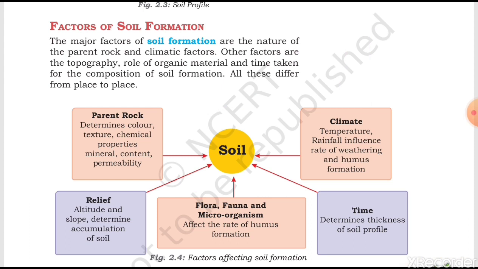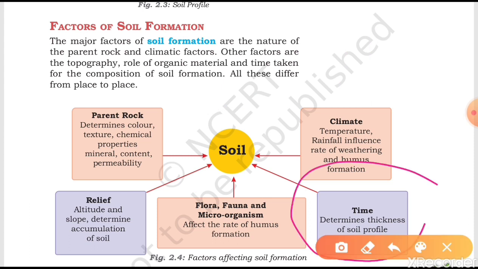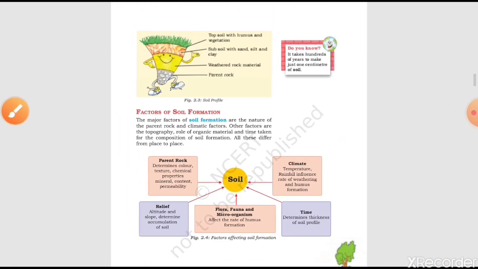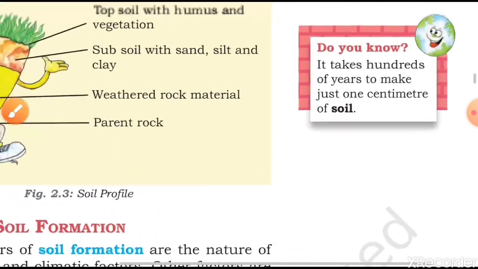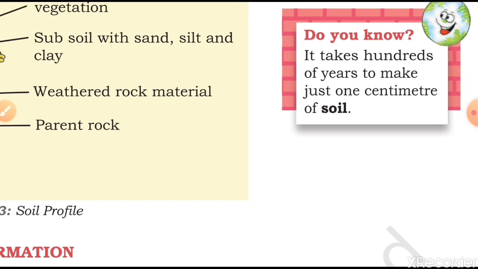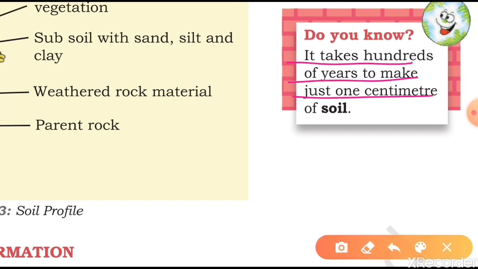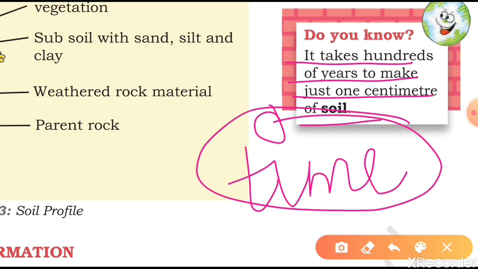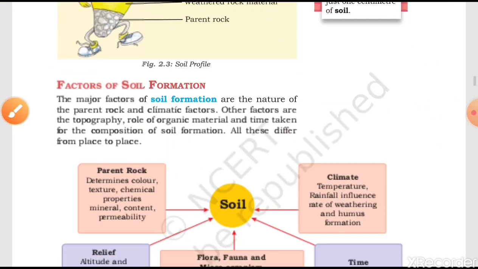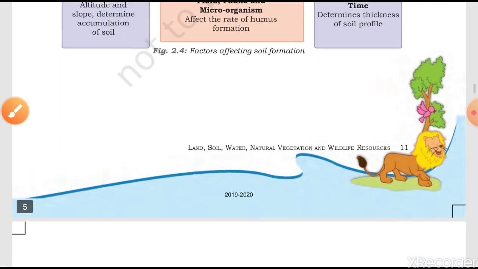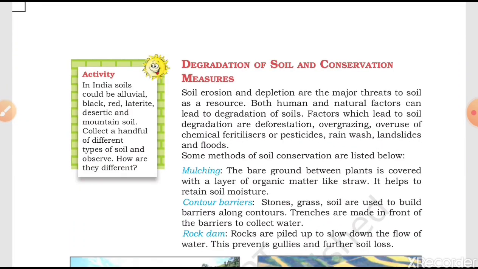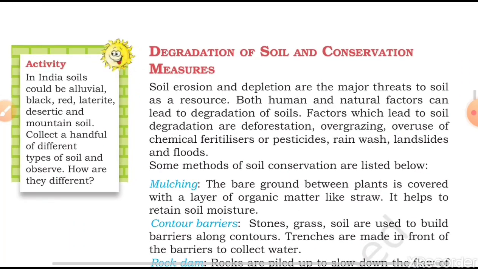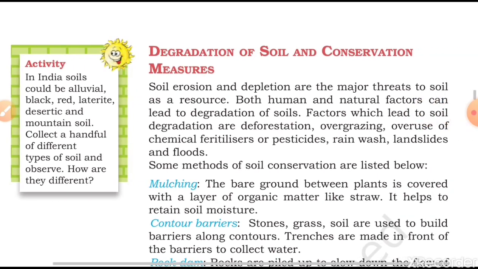The last but not the least factor is time. Do you know that it takes hundreds of years to make just one centimeter of soil? Yes, so this shows that time is a very crucial factor. It determines how thick the soil is. Okay, so this completes the topic factors of soil formation. Now comes the topic soil degradation and conservation. So what do we need to conserve the soil?